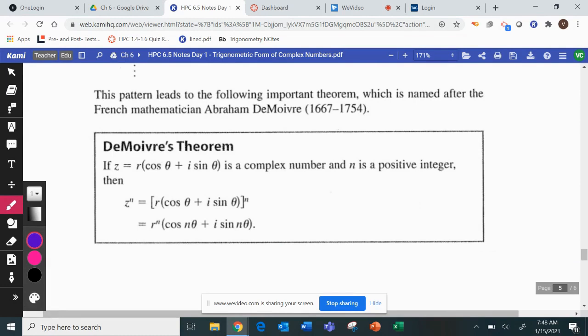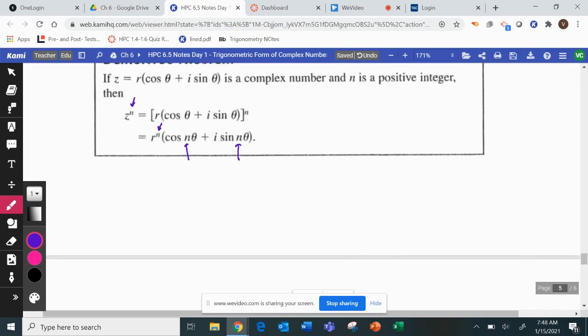Demoivre's theorem says that if we want to raise any complex number to a power, we will put that power on the R, and then we will put it as the number of angles in the theta spot. We'll make it a multi-angle.